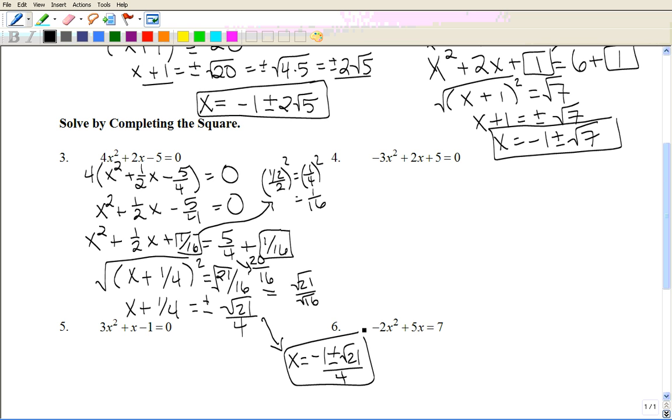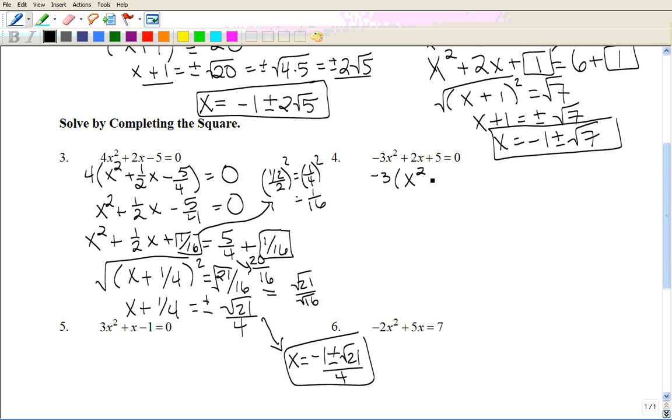Okay. Now on to number 4. We have negative 3x squared plus 2x plus 5 equals 0. Here a is a negative number, but we can approach it the same way we did on number 3. Just factor out whatever a is if it's not equal to 1. So I have negative 3. So negative 3x squared, take out the negative 3, I'm just left with the x squared.